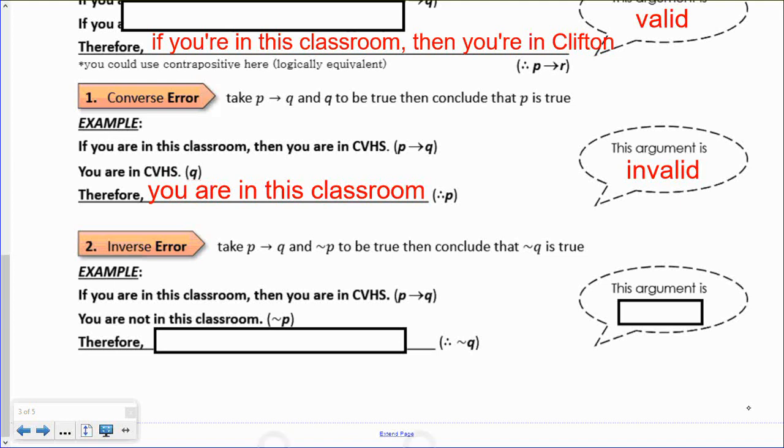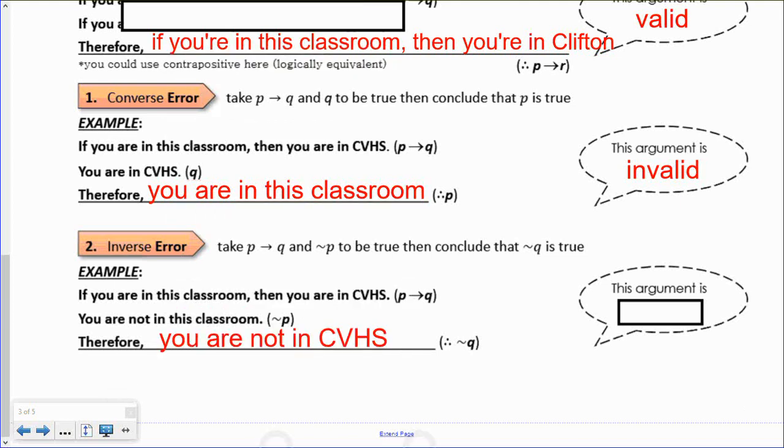So the inverse error says, if you're in this classroom, then you're in CBHS. True. Then it says, you are not in this classroom. What would the conclusion be if you use the inverse? Then you're not in CBHS. That would be the conclusion, so write that down. Is that true, though? If you're not in this classroom, does that mean you're not in this building? No. What's a counterexample? You're not in this classroom, but you are in CBHS. You're, again, in your history classroom or in the cafeteria or something. So that makes this invalid.